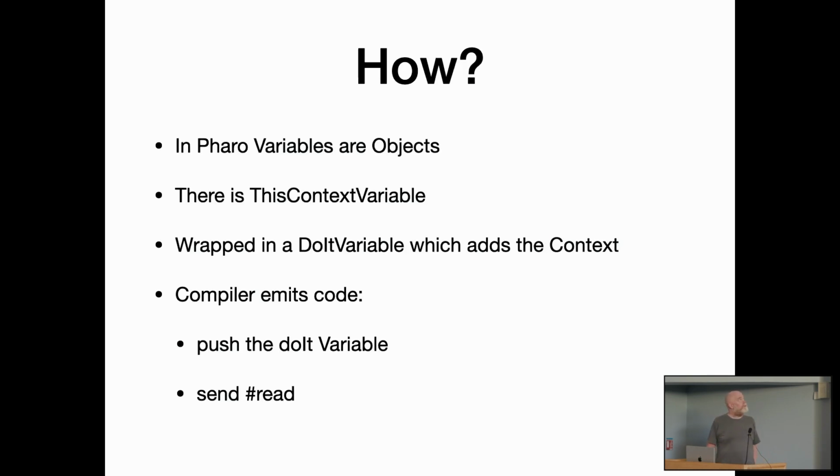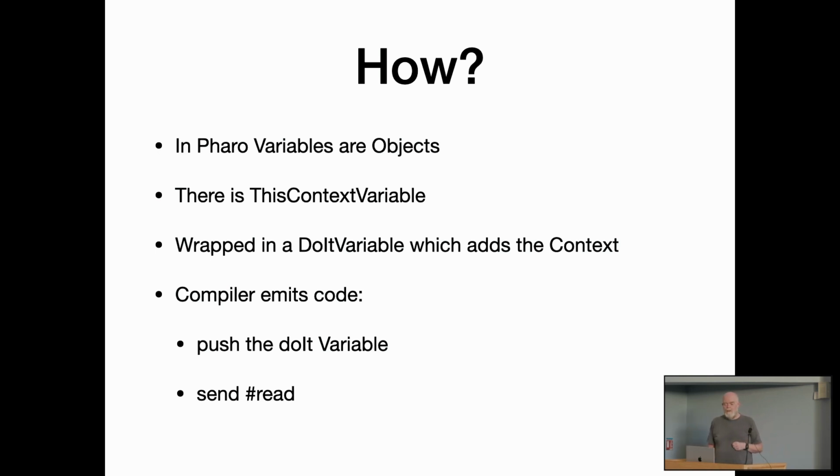How is this done? You might know that in Faro variables are actually described by objects, and of course this context is described by this context variable, which is the one that, when the compiler tells this variable, please generate code, just says, oh yeah, I know how to do that, let's push this context. And we don't want that.